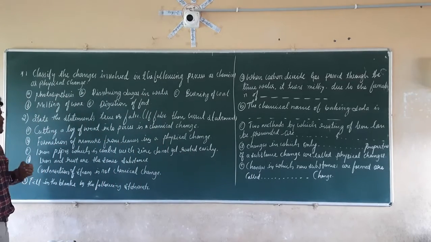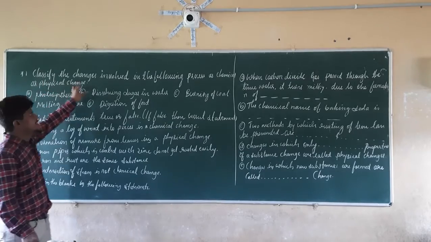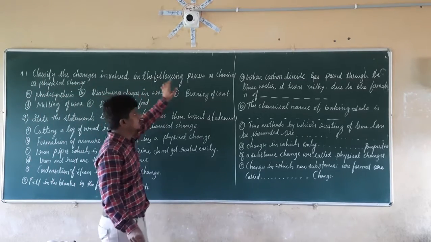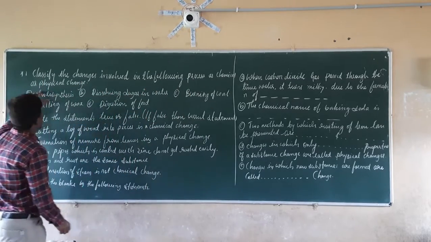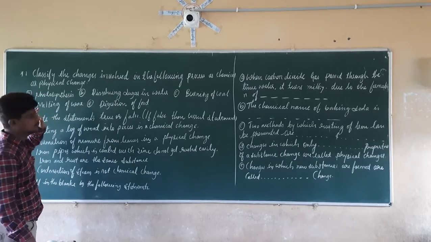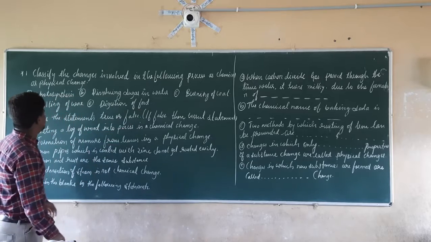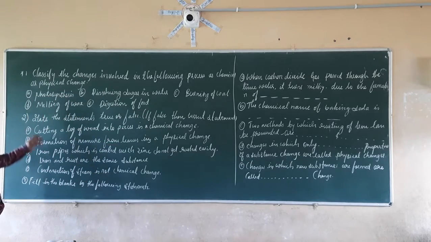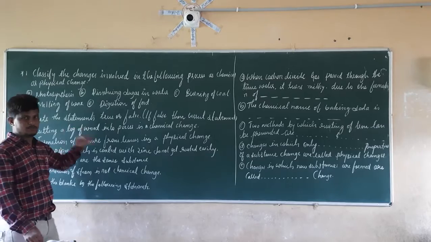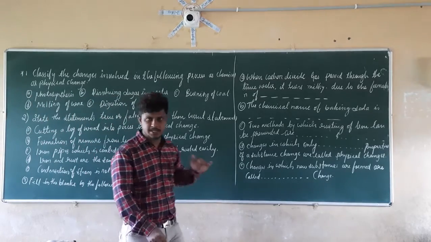Question number 1: Classify the changes involved in the following processes as chemical and physical change. They are given some processes, and we have to classify those processes as chemical or physical change.